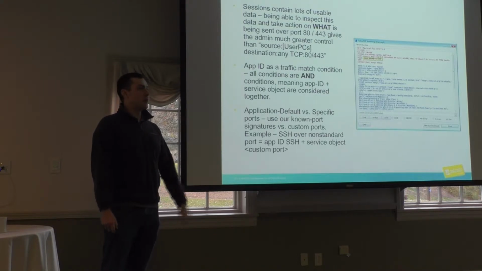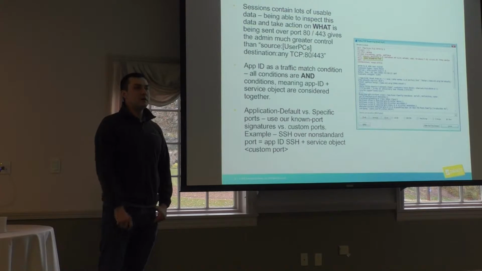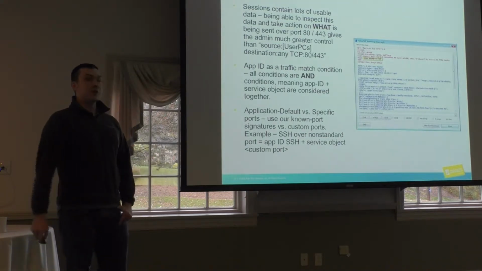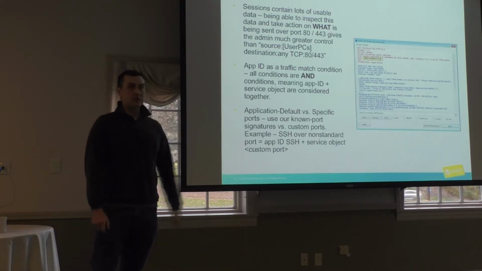What happens if you have an enterprising system developer and they want to host SSH on a high, non-standard port, and I use my SSH App ID? How do I make that work? Say they're hosting it on port 23,861. Exactly. You have to use it in conjunction with a service object. So you would use SSH plus a port object, which is TCP and whatever that high port is.